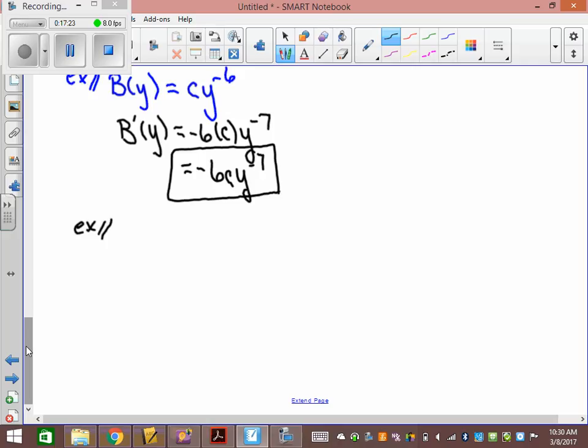Example. Y equals, obviously, every single derivative lesson, you guys are going to have to do fractions. So breathe them in, people. Okay. So y equals x to the 5/3 minus x to the 2/3.